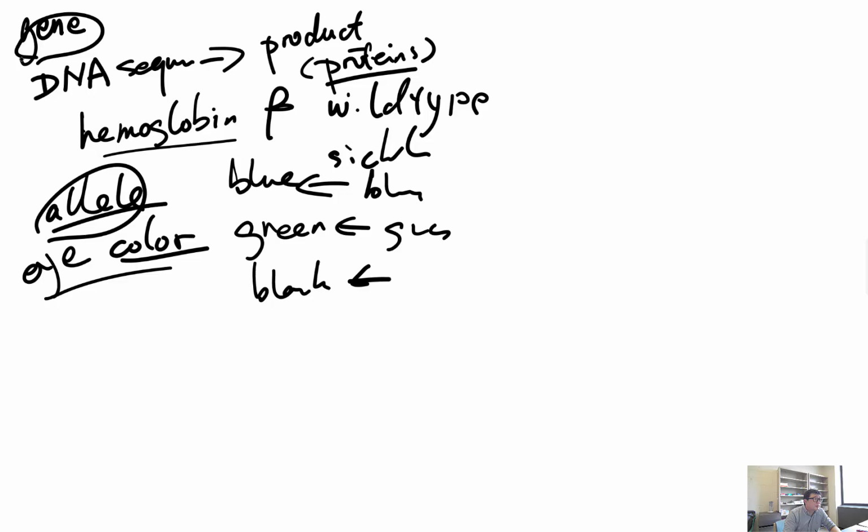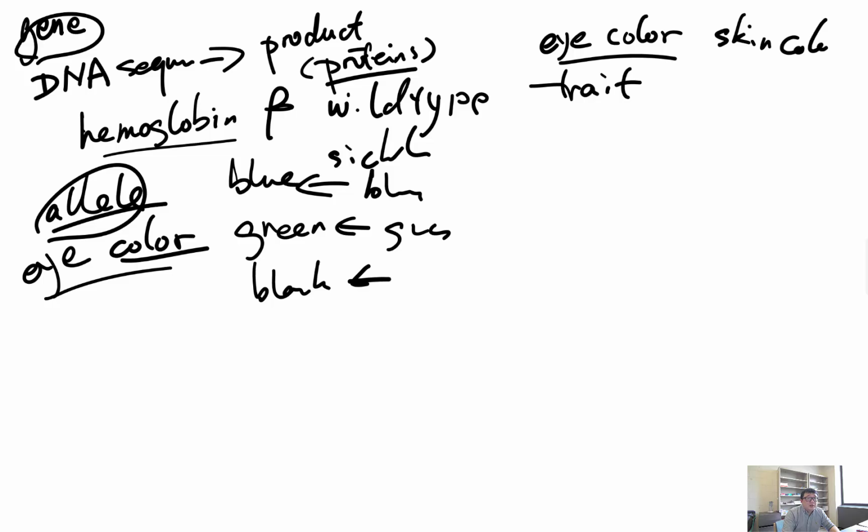Since we talk about eye color, eye color itself has another special name in the setting of genetics. We call eye color a trait. A trait is a category of all different versions of the same property. For example, eye color is a trait, and skin color is another trait. The trait here is neutral. It only tells you the category. It does not give you the specific description of how it turned out.